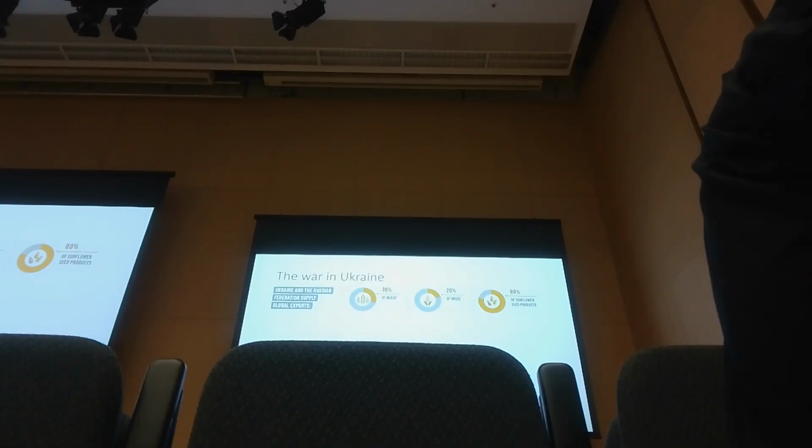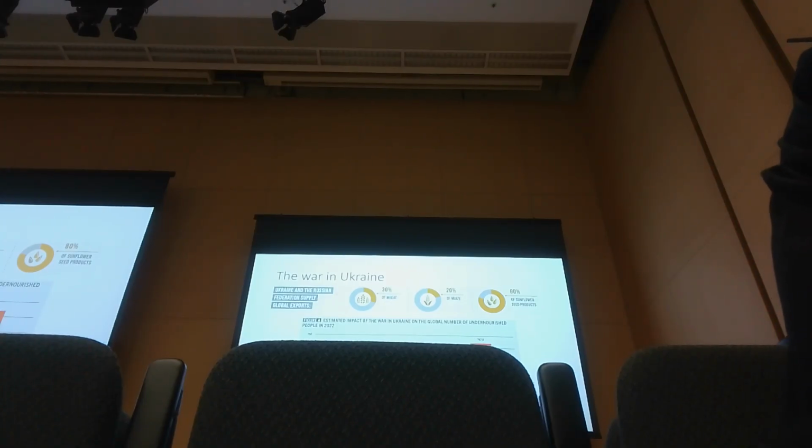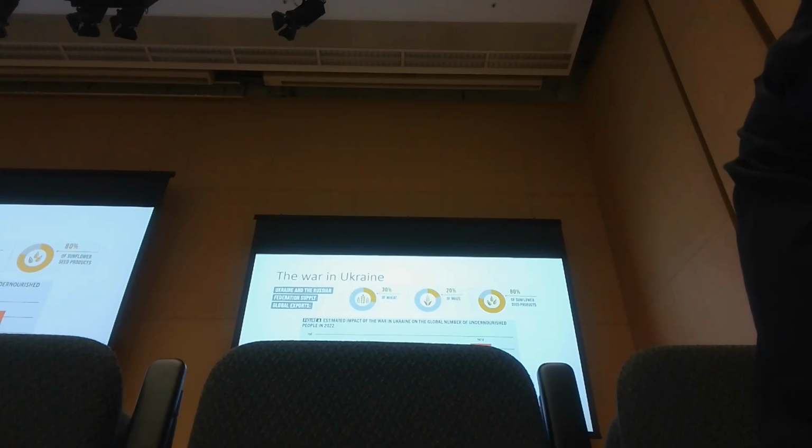So I'll give you some of the data. For the war in Ukraine, in terms of food supply from those countries, Ukraine and Russia supply about 30% of wheat, 20% of maize, and 80% of sunflower seed products. So it's a large proportion in terms of global export. So there will be a large disturbance in the global food markets and agricultural products because of the war in those two countries, right?